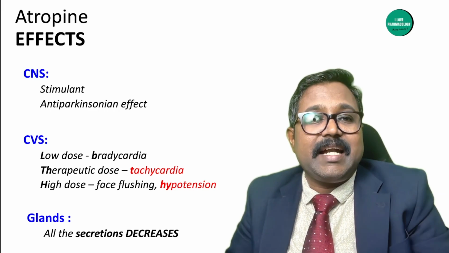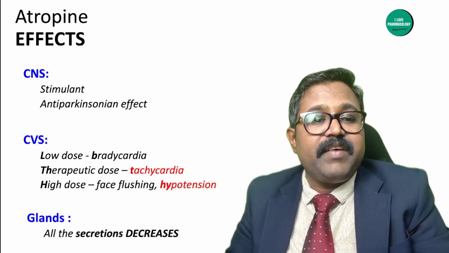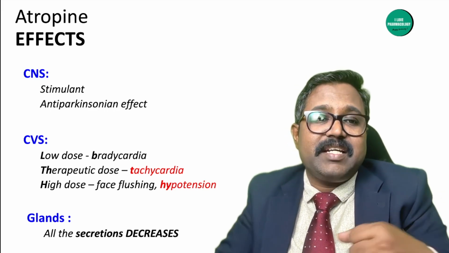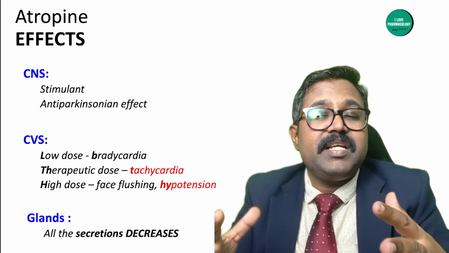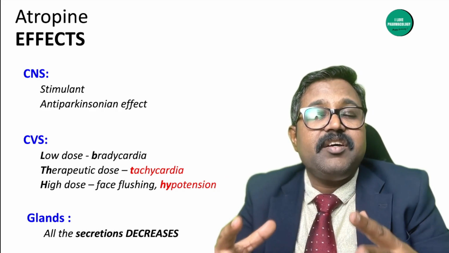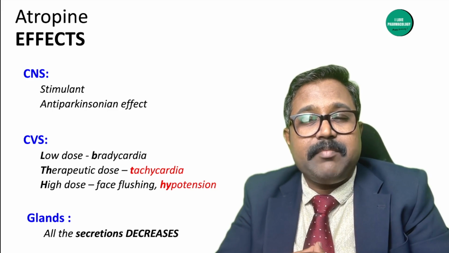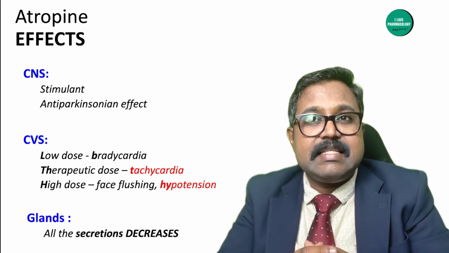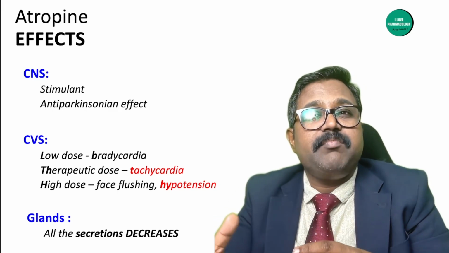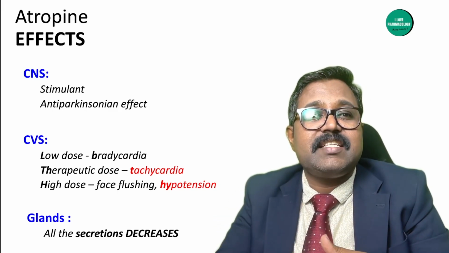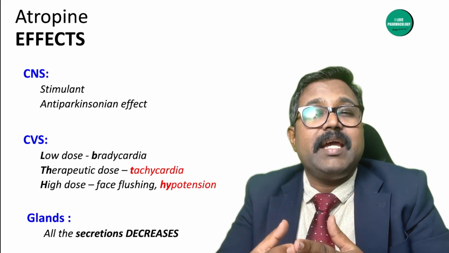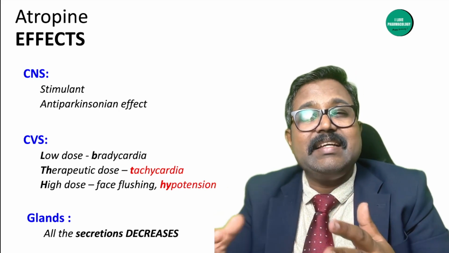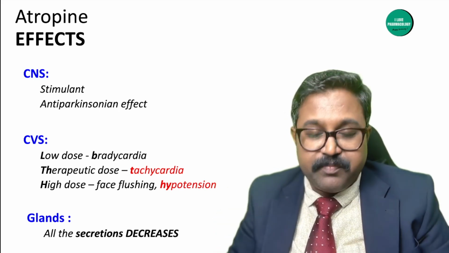So what about the glands? Atropine's effect on glands is to decrease the secretions. As you know, atropine is an antimuscarinic agent which blocks the activity of the M3 receptors present in the glandular cells. Stimulation of M3 will increase the secretion, whereas atropine will block the M3 receptors, thereby decreasing the secretory function.